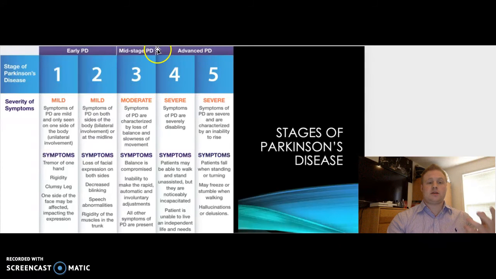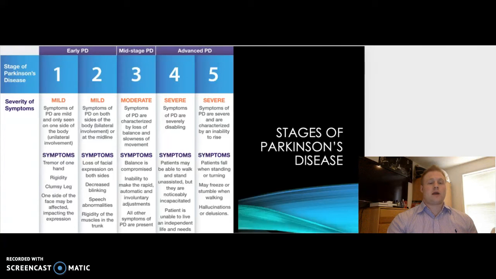Now, once we get into stage 3, that's when everything pretty much takes a turn for the worse. That's the mid stage. The symptoms now become moderate, and now we're affecting the primary balance and walking ability. And this is where people start to notice significant functionality loss.